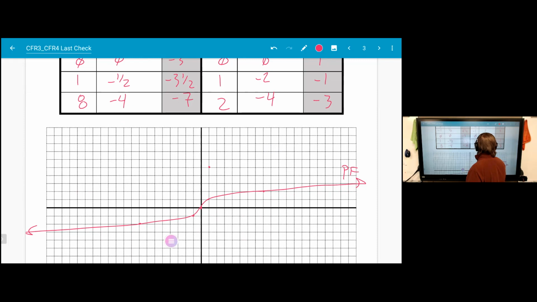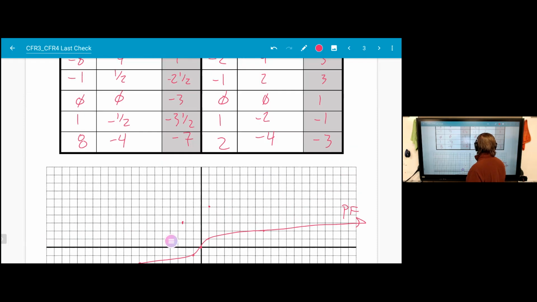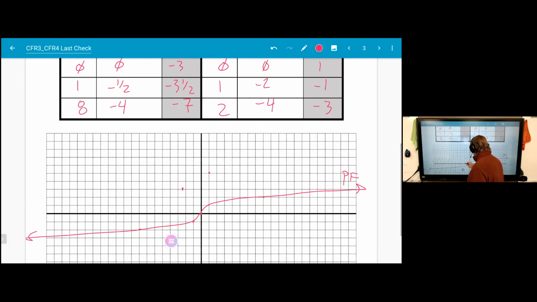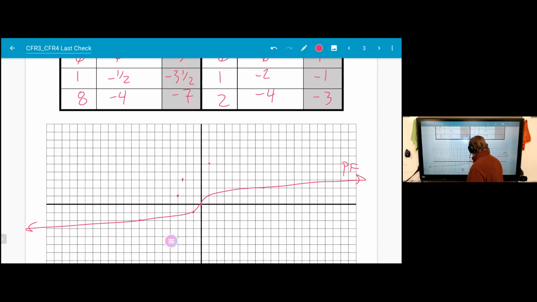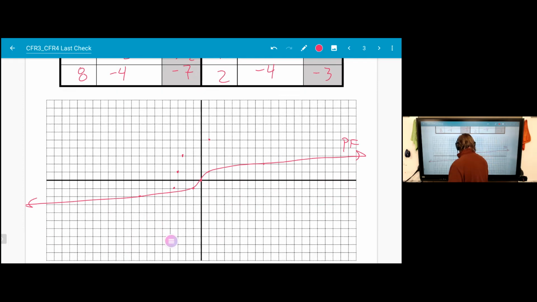Then I have negative 2.5, 3. Then I have negative 3, 1. I have negative 3.5, negative 1. Then I have negative 7, negative 3. 1, 2, 3, 4, 5, 6, 7. 1, 2, 3. This guy looks a little something like this.